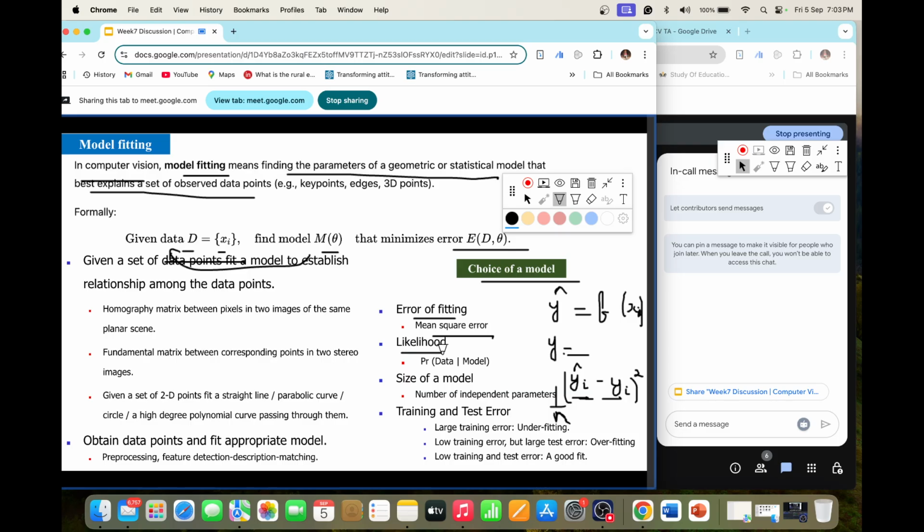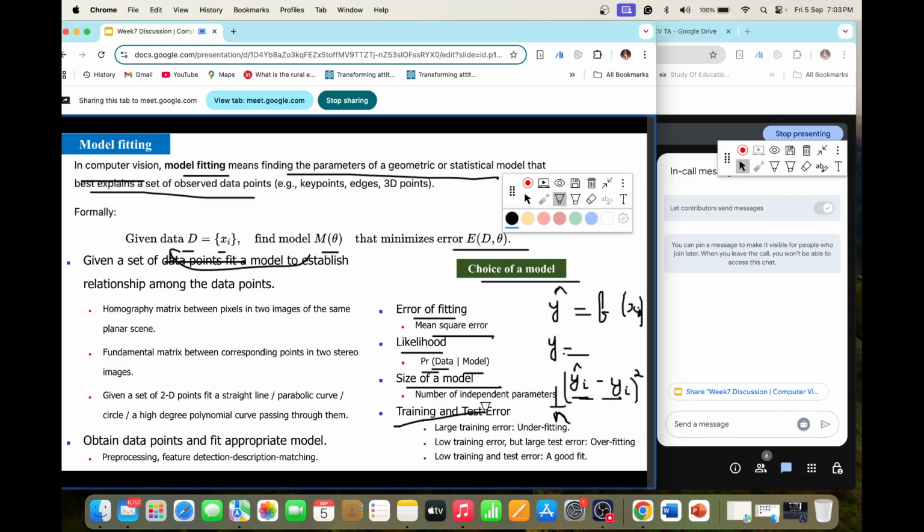Second, we have the likelihood. Likelihood is nothing but the probability of data given model. That we have to calculate. We have the probability of the model and the probability of the data, and from that we calculate the probability of data given model. If the probability is high, we can say this model is fitting the data well, otherwise the model is not fitting the data well. Third, we have the size of the model, that is the number of independent parameters needed for the model to fit the data.